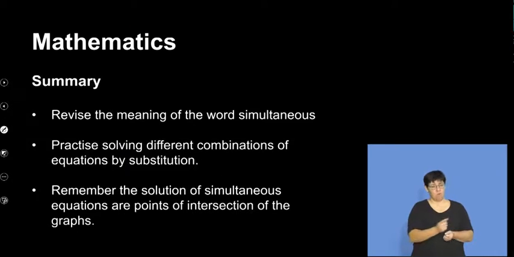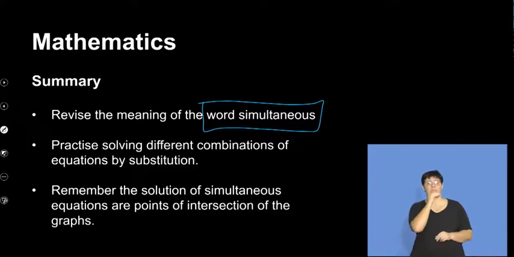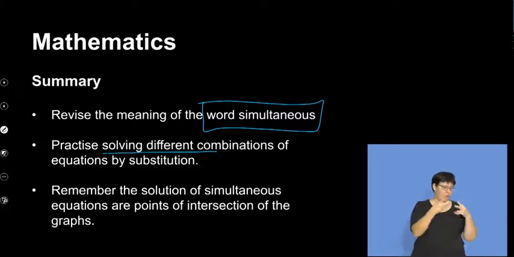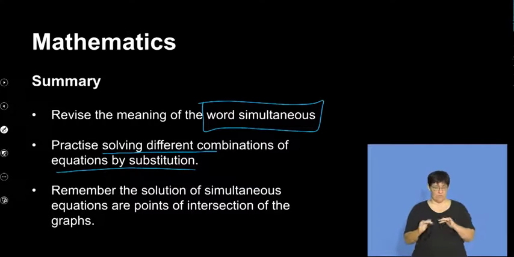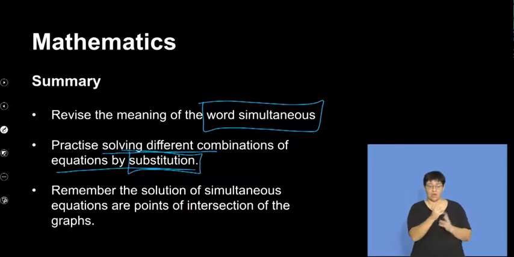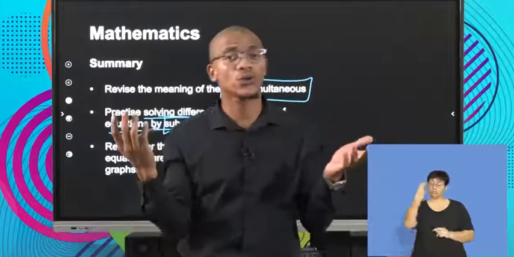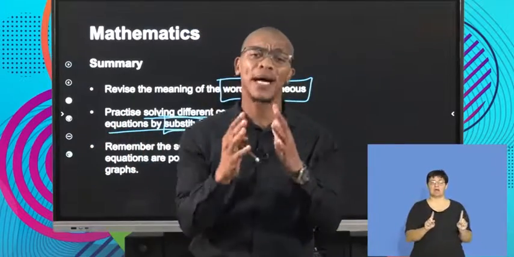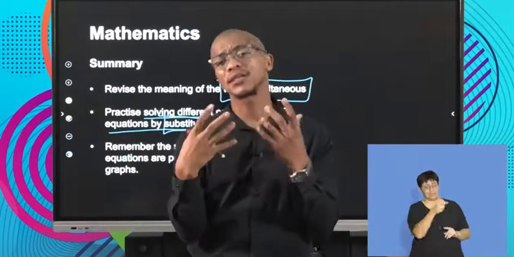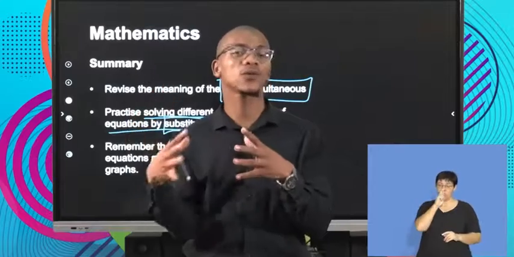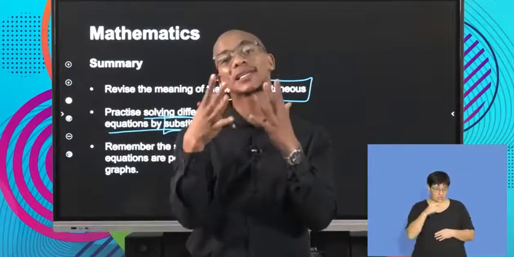Now, just to summarize everything that we've looked at, please remember to revise the meaning of the word simultaneous. Practice solving different combinations, please, by using mainly the substitution. And then remember, the solutions of simultaneous equations are points of intersection of graphs, although you don't really need to draw these graphs. But it is important for you to remember that, because at a later stage when you're looking at functions, it will come in handy for you.